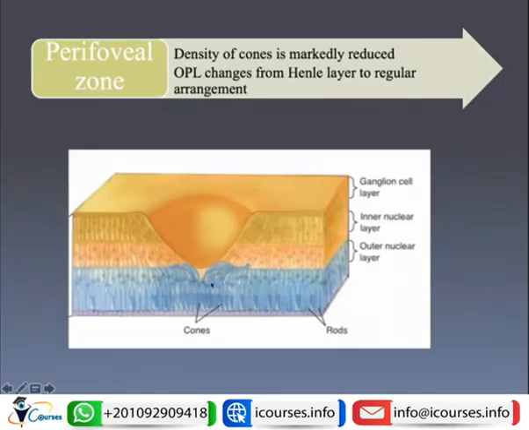As you can see here, the external limiting membrane forming the Henle layer was obliquely arranged. However, when we reach the perifoveal region, the external limiting membrane becomes a regular arrangement, not the oblique arrangement of the Henle layer.